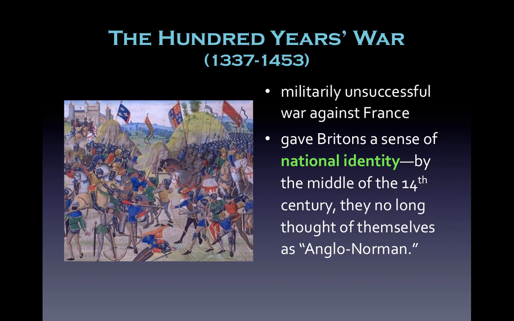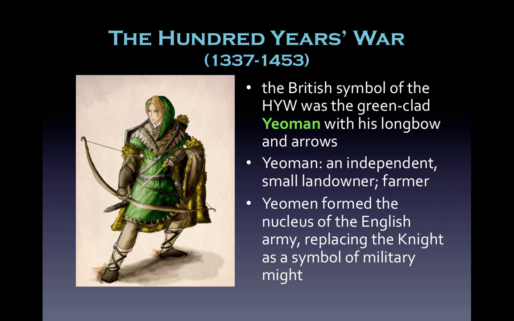These were not the only small d democratic developments as the Middle Ages came to an end. The 100 Years' War, which actually lasted 116 years, but who's counting, may have been militarily unsuccessful, but because it was fought against the French, it gave Britons a sense of national identity, allowing them to think of themselves as something more than Anglo-Norman. The symbol of this new national identity was the yeoman, who, with his longbow and his arrows, formed the nucleus of the English army during the 100 Years' War.